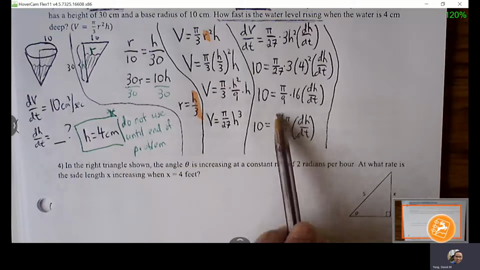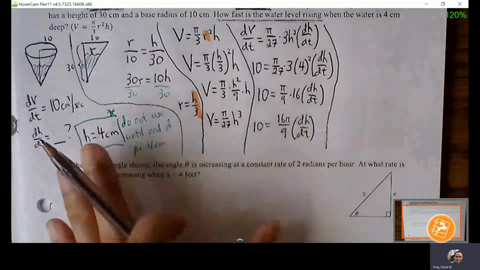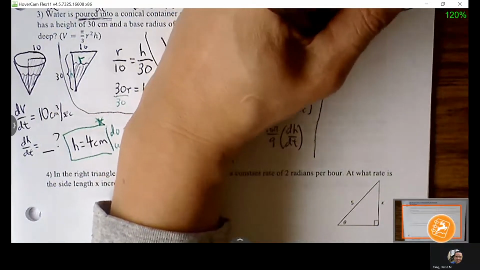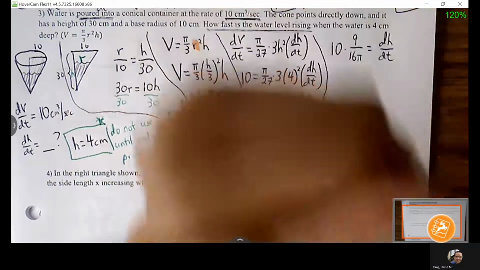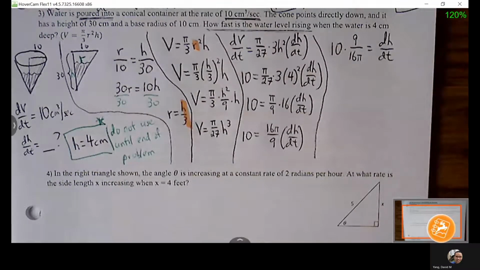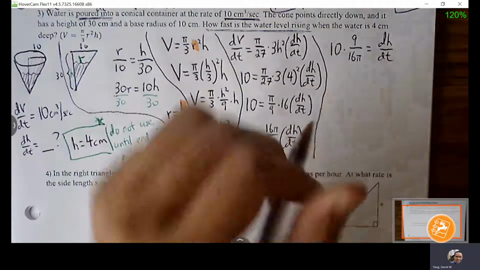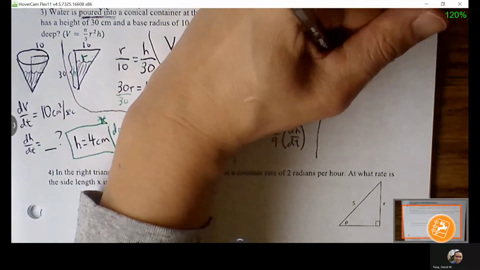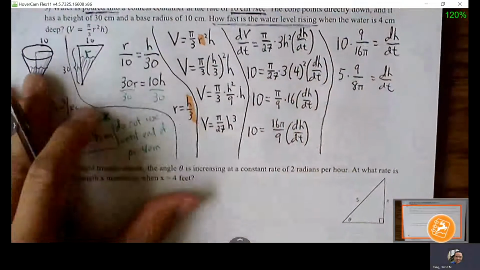Dividing by the 16 pi over 9 is the same thing as multiplying by the reciprocal. So I'm just going to multiply by the reciprocal to move it over and get that dh/dt by itself. Ten and 16 can cancel and reduce to be 5 over 8. So 45 over 8 pi.